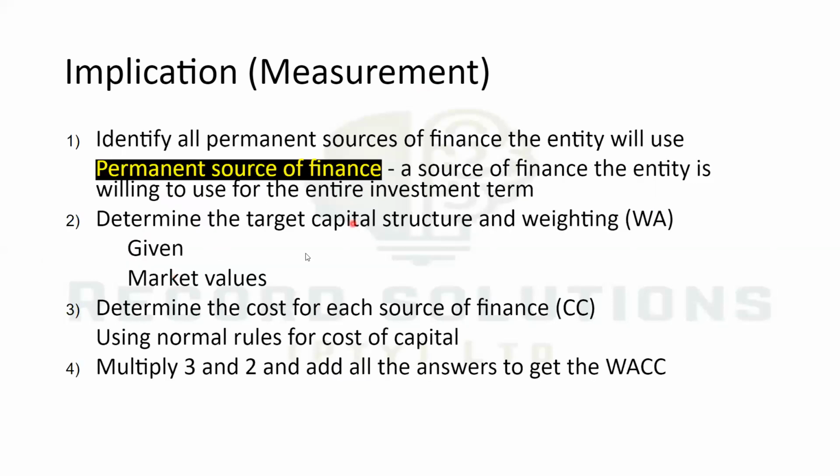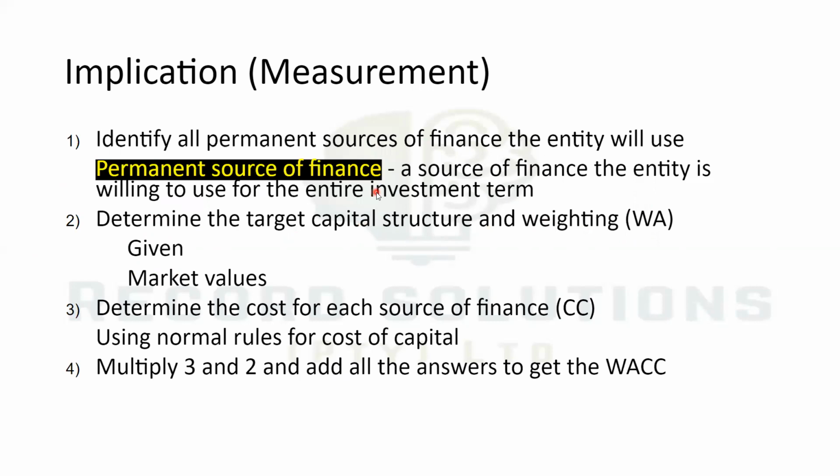And then the second one is to determine the target capital structure and the weighting. Weighting means weighted average, WA. So determine the capital structure and the weighting. And how do you do that? What is the target capital structure? The target capital structure, you can determine it in two ways.